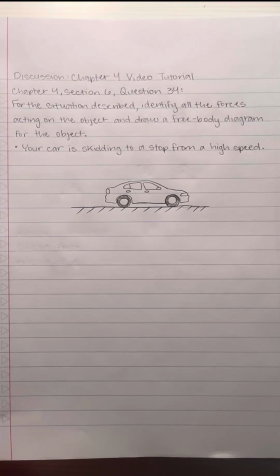I chose question 34 from chapter 4, section 6. For the situation described, identify all the forces acting on the object and draw a free body diagram for the object. Your car is skidding to a stop from a high speed.